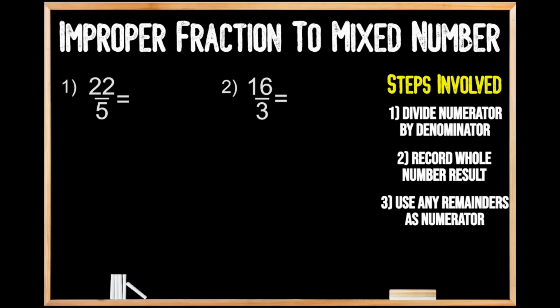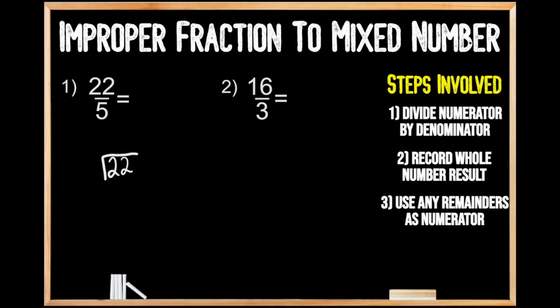So in question number 1, we're being asked to convert the improper fraction 22/5 into a mixed number. Looking over to the right-hand side under our steps involved, we can see that our first step is to divide the numerator by the denominator. In this case, we have a numerator of 22, so we're going to record the numerator of 22 down below and put the division bar up top.